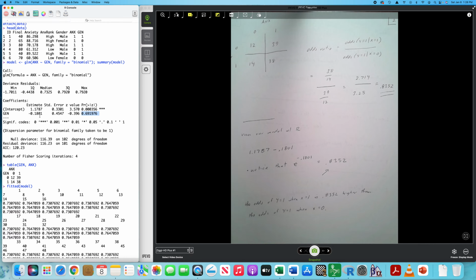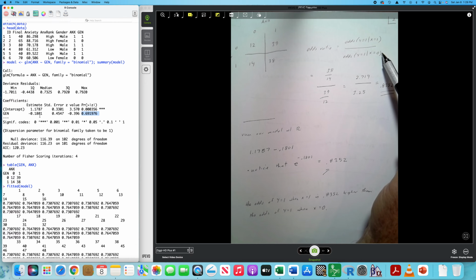Again, for you to be able to interpret what 0.8352 means, you have to understand the structure, the framework of identifying your X label or your X comparison value and your Y comparison value. So it leads us easily to make an accurate interpretation. The odds of Y equal 1 when X is equal to 1 is 0.8352 higher than the odds of Y equal 1 when X is equal to 0.